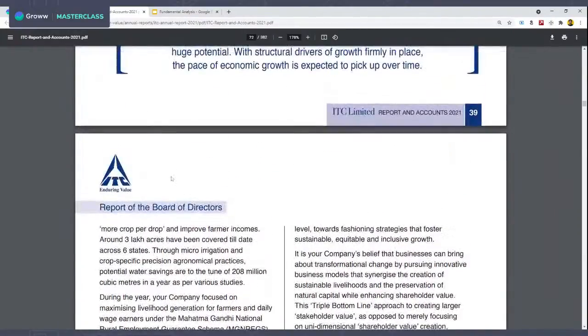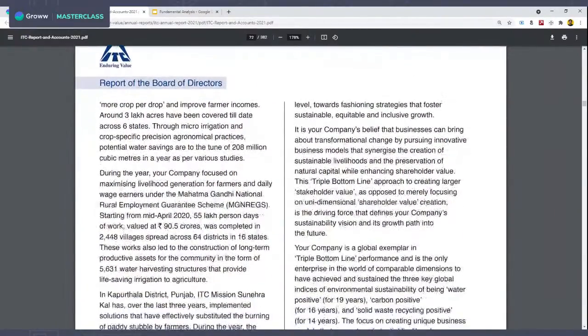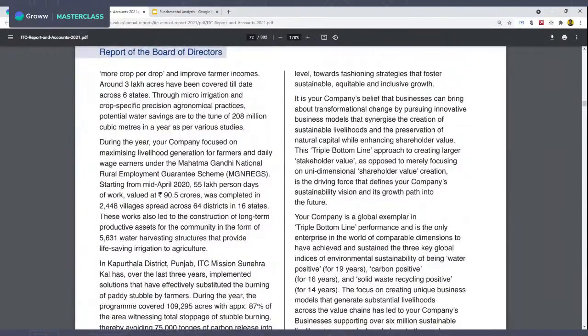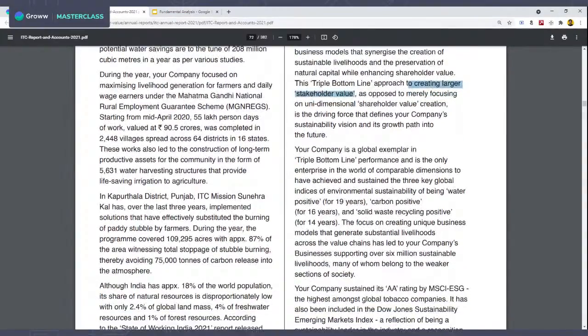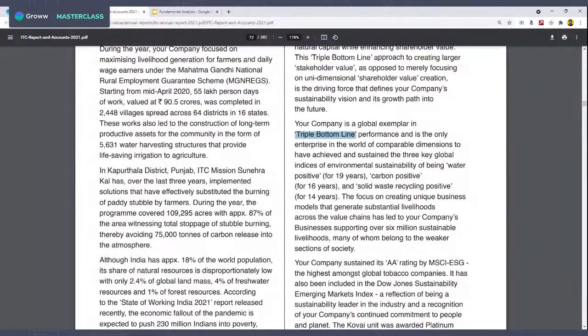So they talk about what ITC as a company is also doing. They talk about what ITC's belief is. They basically have a triple bottom line approach, creating larger stakeholder value. Stakeholder value means our value. We are shareholders, so that we get more benefit from this. So they're talking about what the company is focusing on, triple bottom line performance. All the people who are investing in ITC should read this part of the annual report to understand how ITC is thinking. Basically, this is how they're thinking.